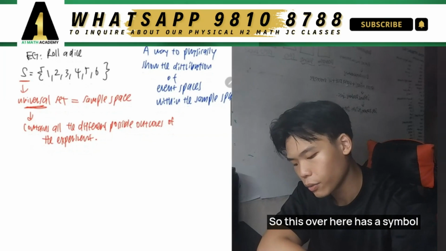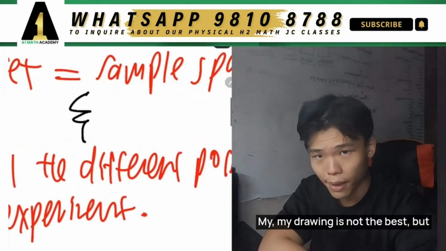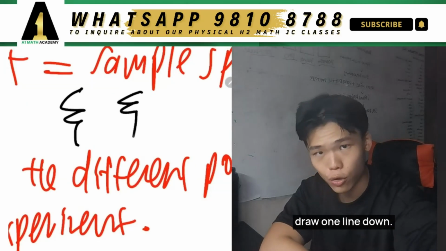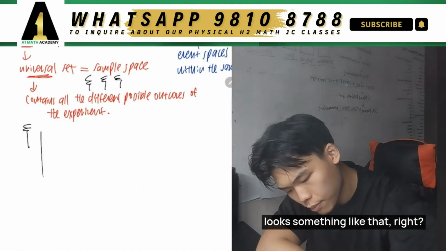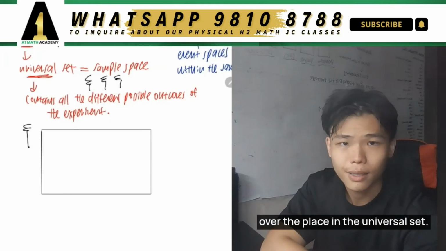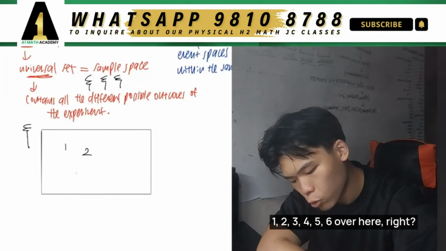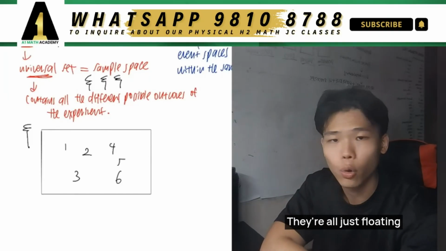So this over here has a symbol, and it looks something like that. My drawing is not the best, but it's basically like a reverse tree. So reverse tree, they draw one line up. So typically our universal set will look something like that, and then our elements will be all over the place in the universal set. So for instance, let's say I have 1, 2, 3, 4, 5, 6 over here. They're all just floating around somewhere.